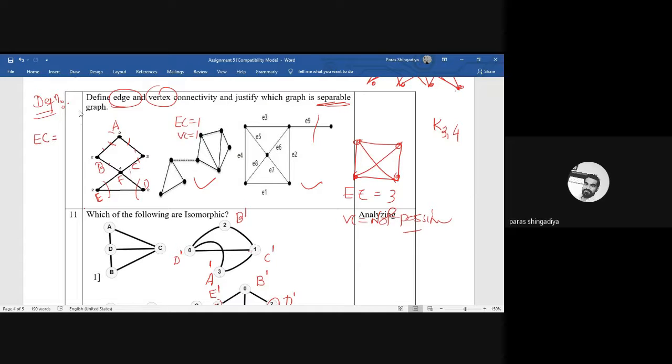Clear? And the number of edges included in the smallest cut set is called the edge connectivity of this graph. Okay, so what is the answer for the edge connectivity of the first graph? That is 2. And now what will be the vertex connectivity of this graph? How many vertices do you have to delete to make the graph disconnected? That is the minimum possibility. Yes, what will be the answer for vertex connectivity? Can we make the graph disconnected by deleting a single vertex?